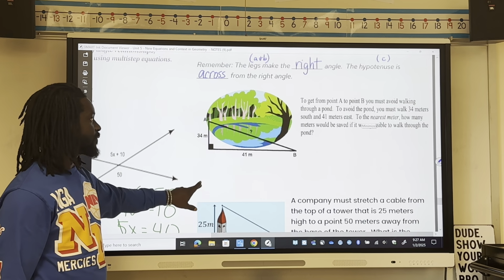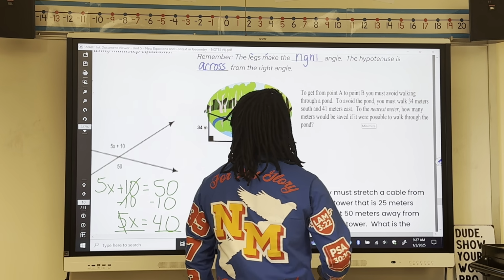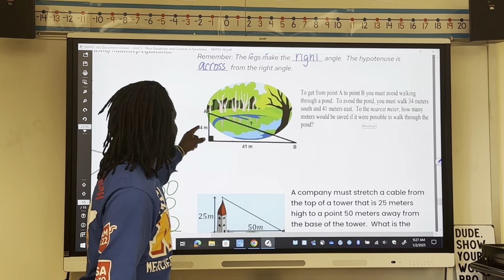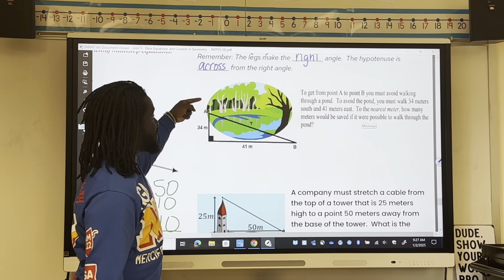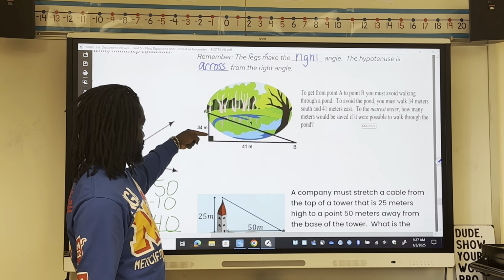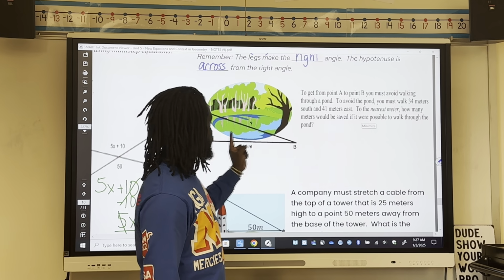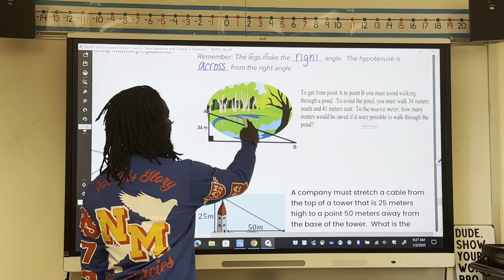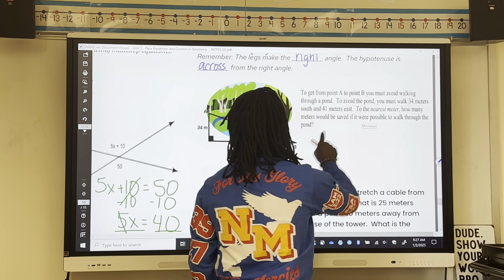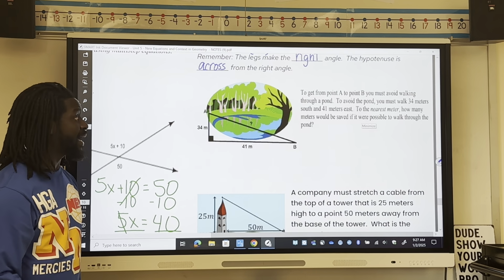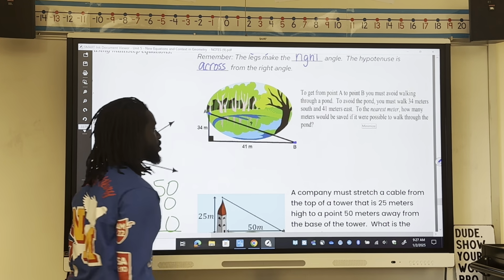All right, actually there's 3 here. So let's look at the first one. To get from point A to point B, you must avoid walking through the pond. You must walk 34 meters south, and then 41 east. The picture shows me how I'm walking. It says, to the nearest meter, how many meters would be saved if it was possible to walk through the pond? So if we were going from here straight to here, what would it be?